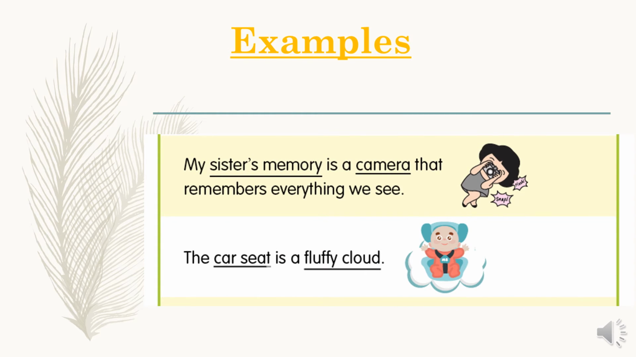We have two more examples. The first one. My sister's memory is a camera that remembers everything we see. So this is a metaphor. Why? Because we compared the sister's memory to a camera and we didn't use as or like. Then this is a metaphor. Why did we compare her sister's memory to a camera? Because she remembers everything. She has a very good visual memory. If she sees anything, she would remember all the details. So this is why we compared her memory to a camera.